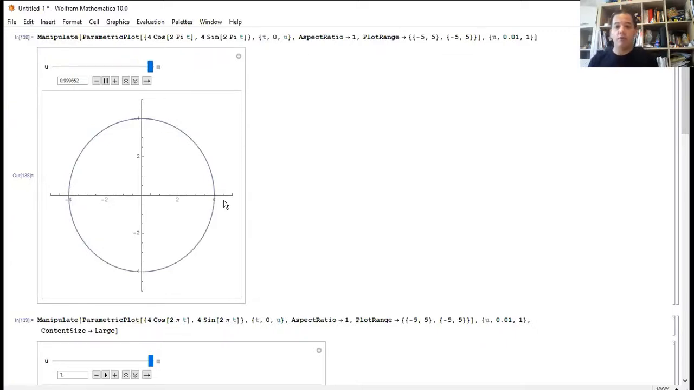So next class, what we're going to do right at the beginning is show that this is indeed a circle. You can see the picture, it kind of looks like a circle, but we want to make sure that it is precisely a circle. All right, so I'm going to stop right here.